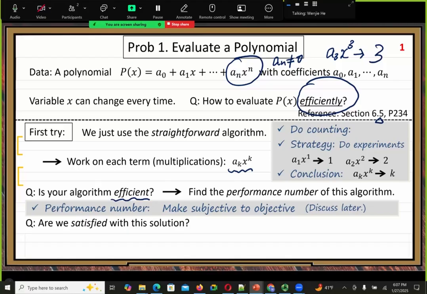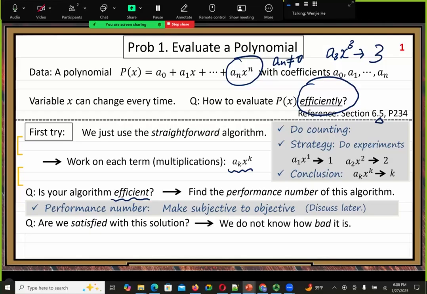If that's the only algorithm we have, no matter whether you're satisfied or not, you have to take it, right? If that's the only way, you have no other choices. You have to take it. So in order to answer if we are satisfied with it, we need to get a second method, a second algorithm. Then we can do comparison.